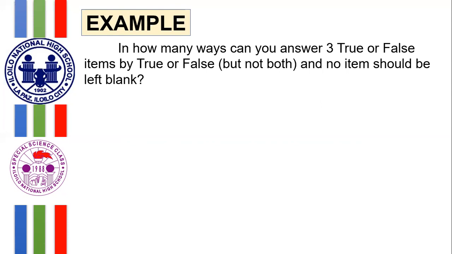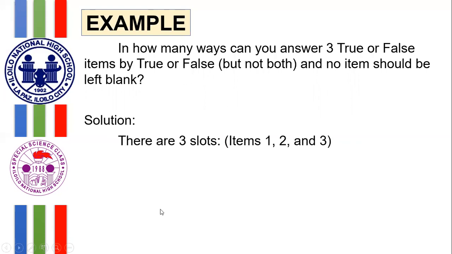Meaning, you have only 2 options per item. And you might ask, how many slots are there? Is there 1 slot, 2 slots, or 3 slots? 4 slots, what do you think? Remember, we have 3 true or false items. Therefore, there are 3 slots. And these are items 1, 2, and 3.